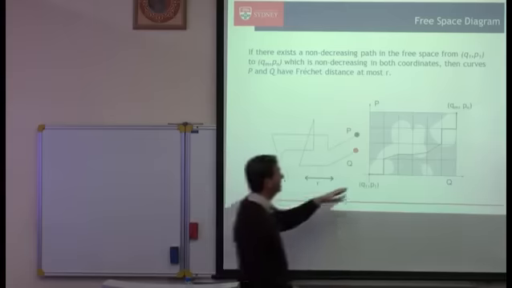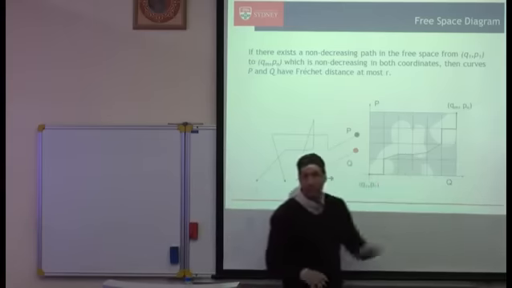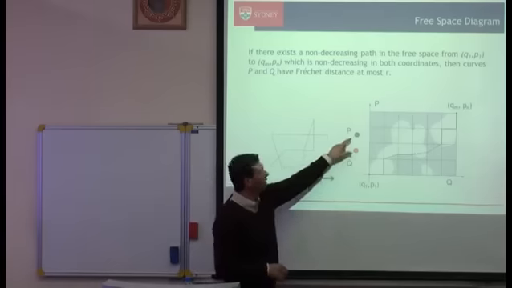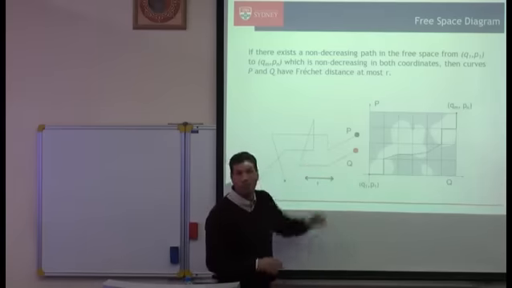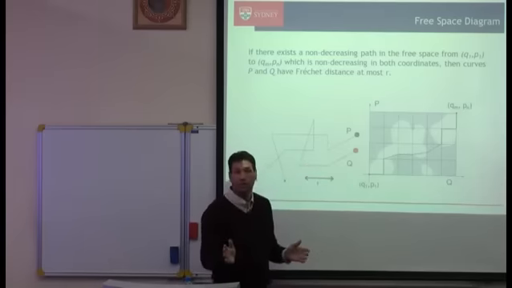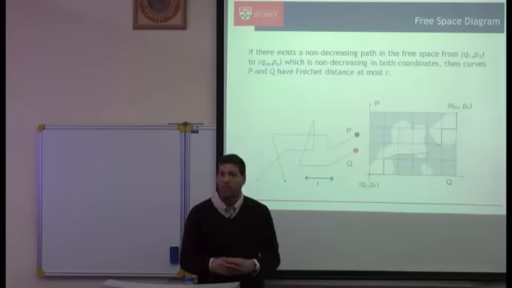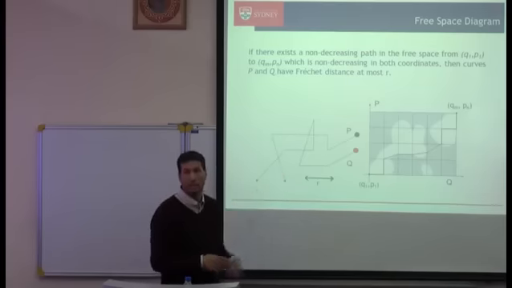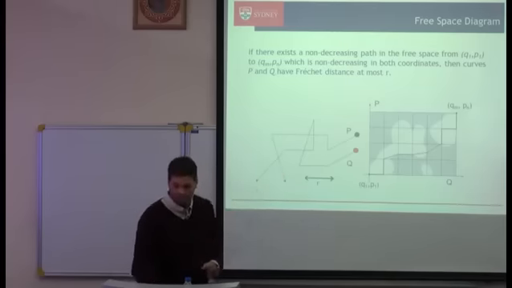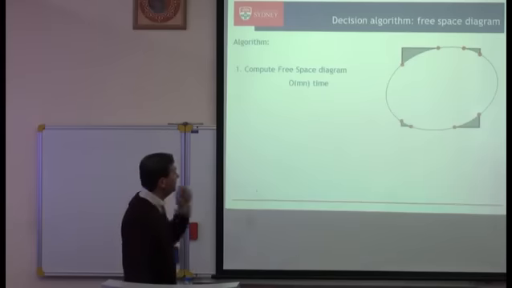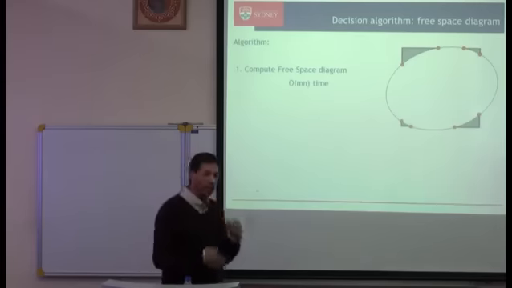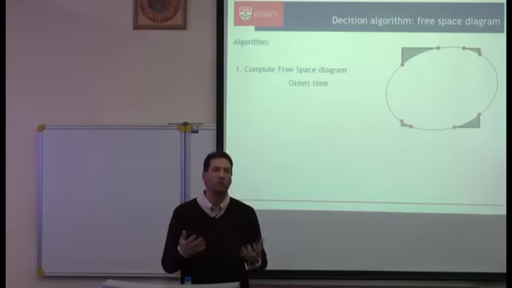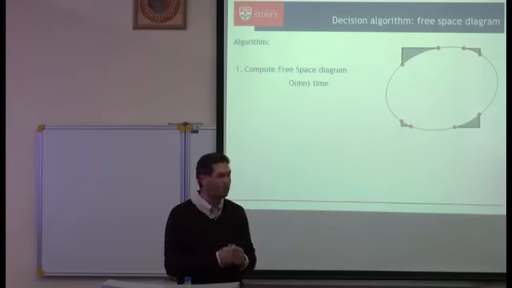And since this path lies entirely within the white space, that means that the distance during this motion between the 2 points was never bigger than R. So that means that this parameterization realizes a Fréchet distance that is at most R. Okay? Good. Now I just showed you how you do it. But how do we actually compute this?